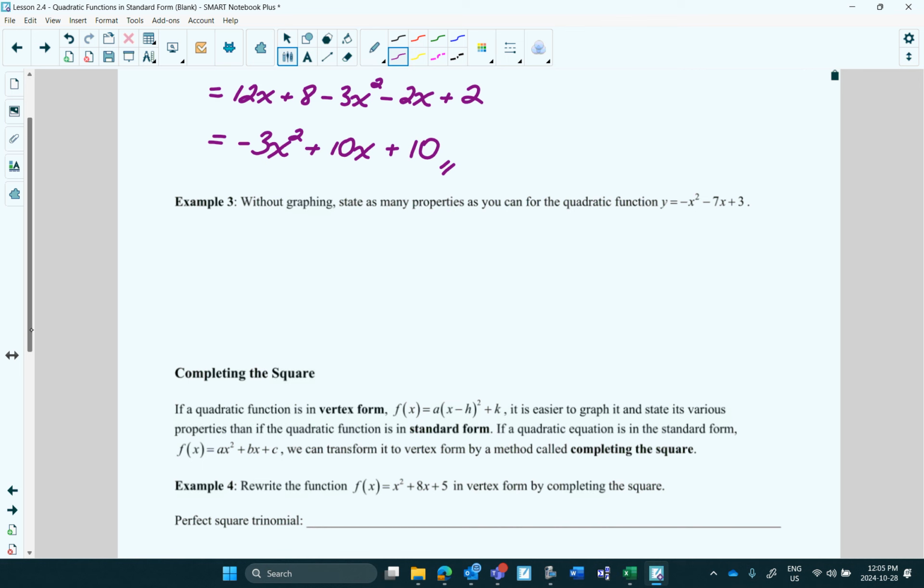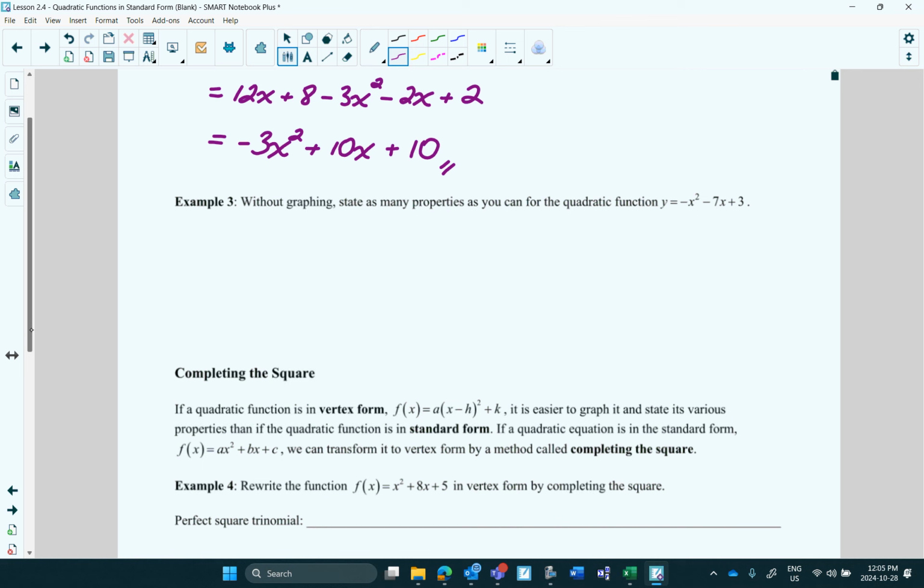I want you, just by looking at this, tell me as many properties as you can. Can you tell me the vertex? No, because it's not in vertex form, which means if you can't tell me the vertex, you can't tell me the axis of symmetry. You can't tell me the maximum or minimum value. You could tell me if it's a maximum or minimum.